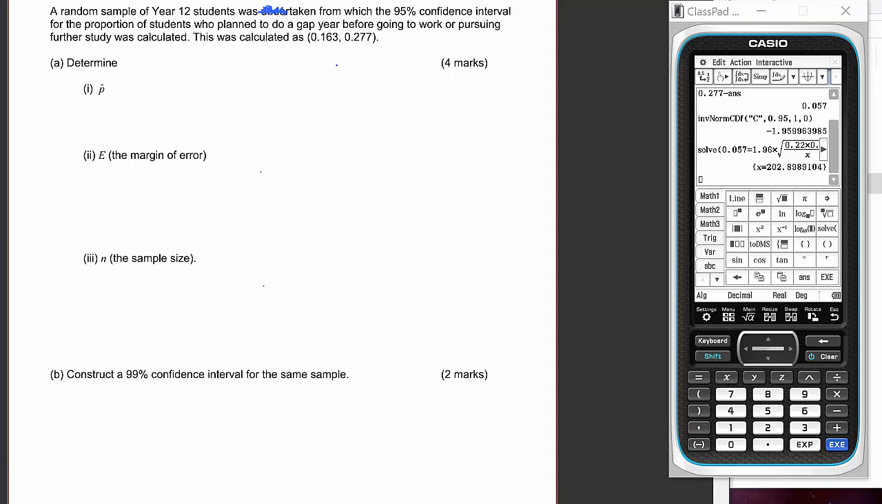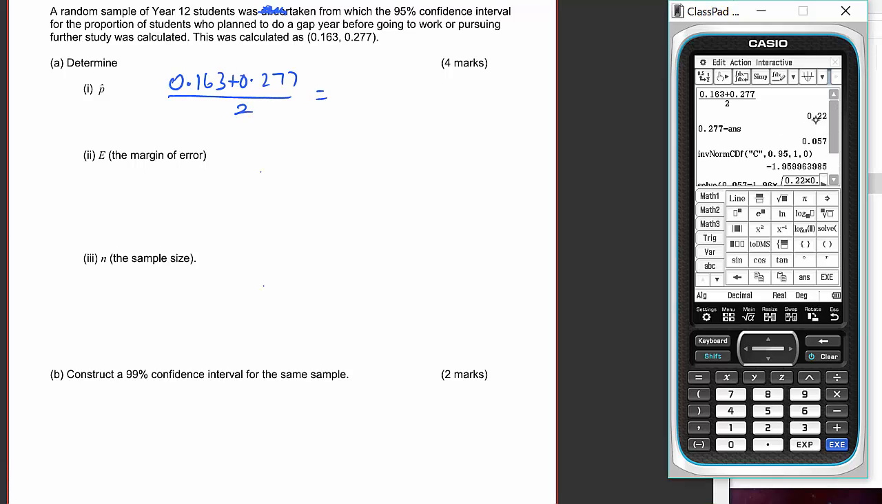So p hat must lie exactly in the middle of this interval. So if we just do the mean, 0.163 plus 0.277 over 2, that should give us this, and I've already done it on the calculator over here. It's 0.22.